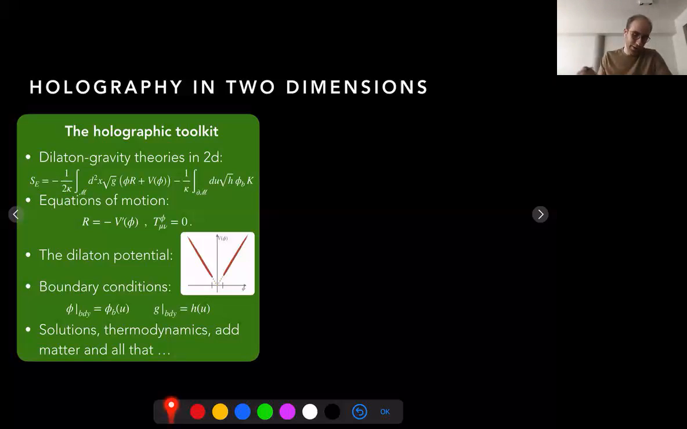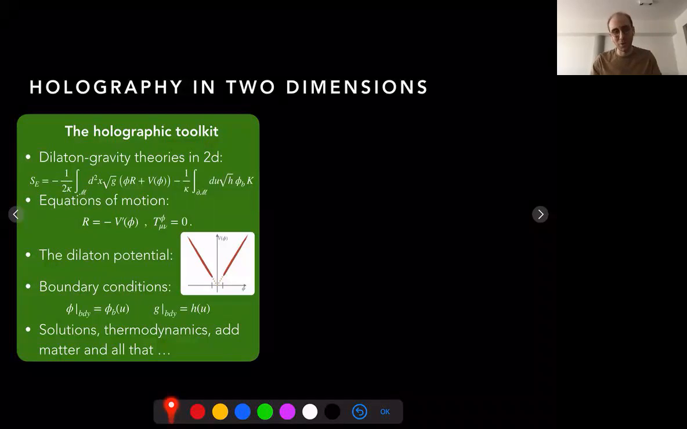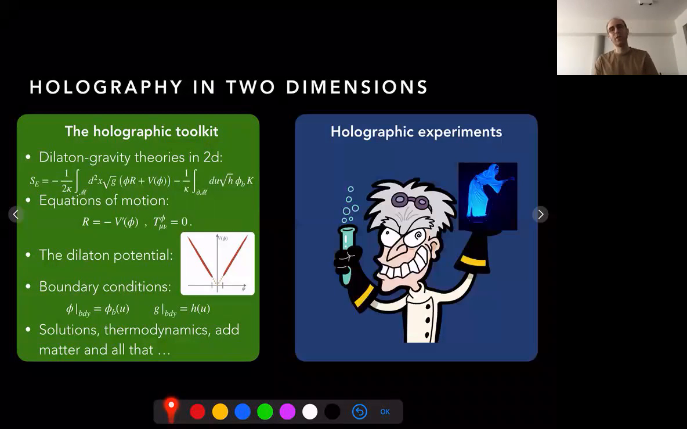So once we have this, we can do what we always do with holography. We can find solutions, we can put them on shell, we can compute the thermodynamics, we can add matter, compute different types of correlators, and all the things that we like to do in holography. We did many of these holographic experiments.